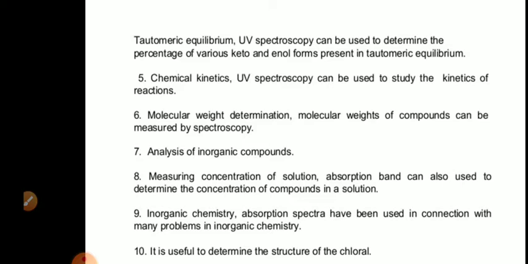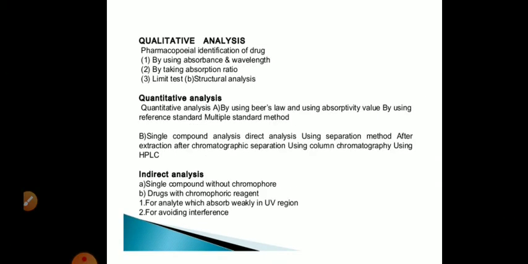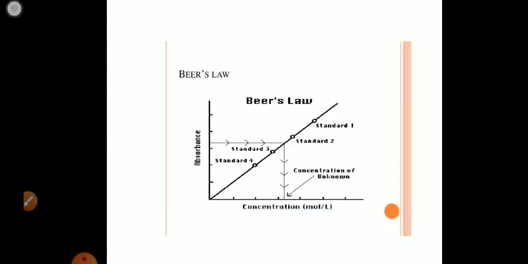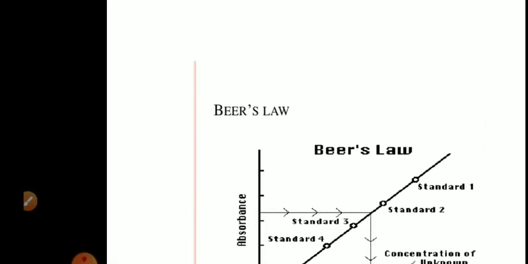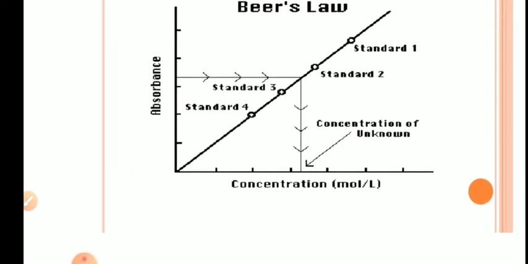Then there are other applications like structure determination, kinetic studies like chemical kinetics, analysis of inorganic compounds, measuring the concentration of a solution. Absorbance band is used to measure the concentration of a compound. Then qualitative analysis, and as I told you, quantitative analysis. As far as quantitative analysis is concerned, the concentration of a compound can be determined by using Beer's law. This we have discussed earlier.